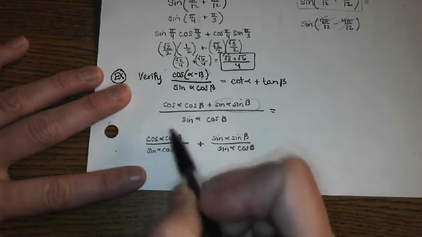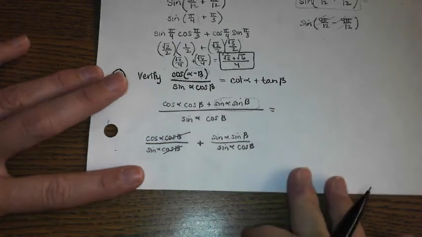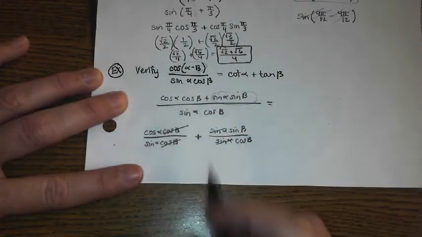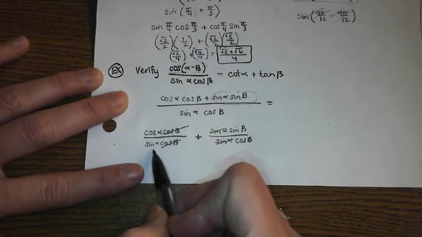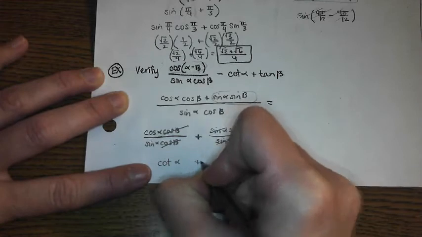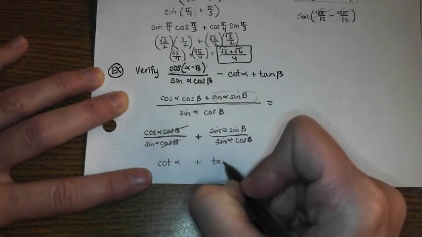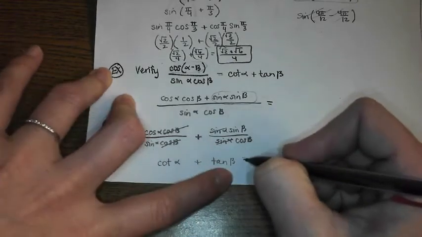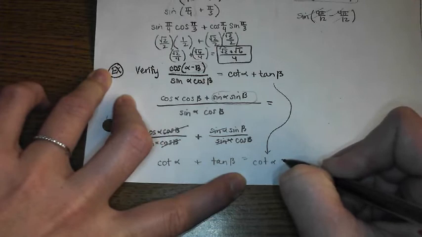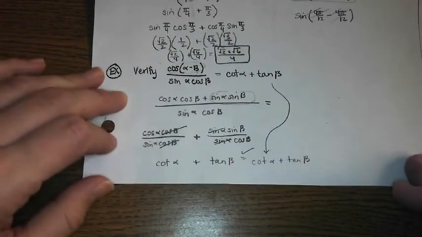Now within this single fraction, your cosine betas are gone. Within this single fraction, your sine alphas are gone. So this is just cosine alpha over sine alpha, which is cotangent alpha, plus sine over cosine, both of beta, which is just tangent of beta. And we're done without touching the right-hand side.